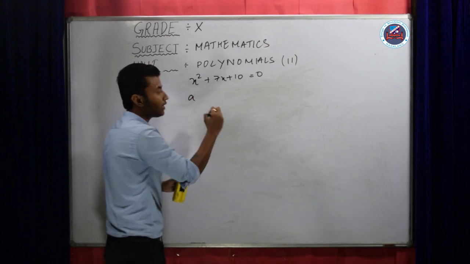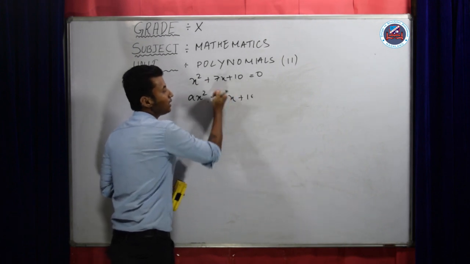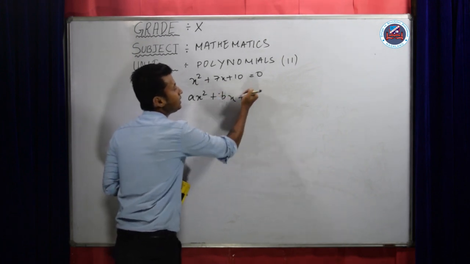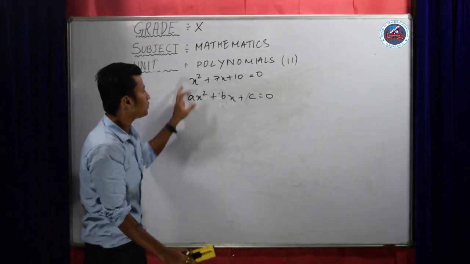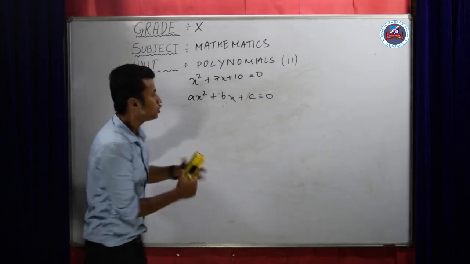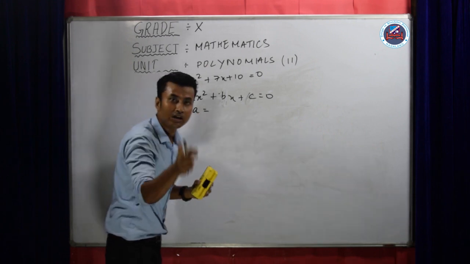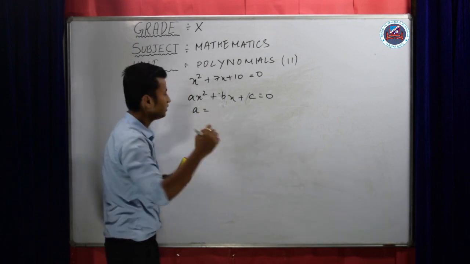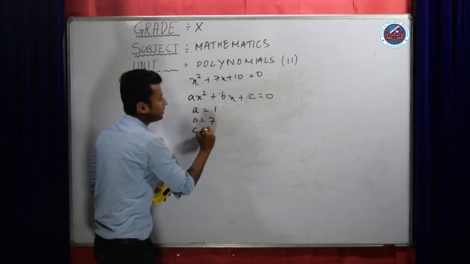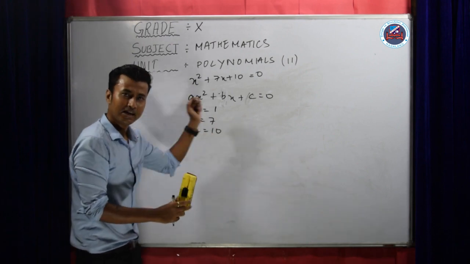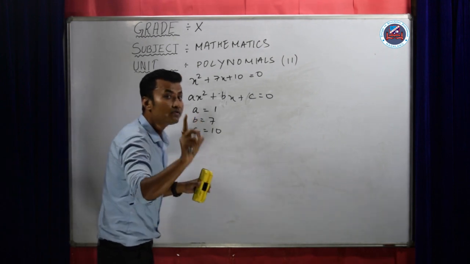First, I'll write this equation in the form of ax square plus bx plus c equals to 0. Now you try to correspond what is a, b, c here. So what is a here guys? Is there anything in front of x square? No. Does it mean 0? No. It means 1. So a is 1, b is 7 and c is 10. Simple. Done. Okay, let's proceed. Step 1. What do you have to do? Step 1.